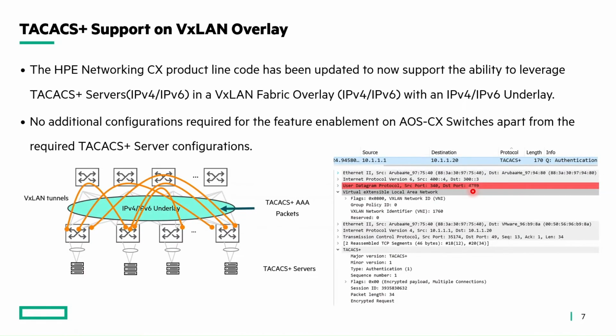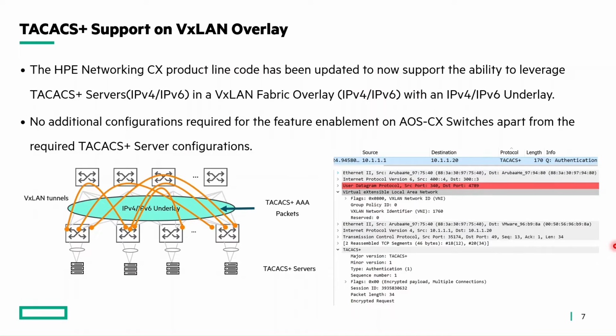Let's look into the details. First comes the TACACS Plus support on VXLAN overlay. Our CX product line code has been updated to now support the ability to leverage TACACS Plus servers, both IPv4 and IPv6, in a VXLAN fabric overlay, both IPv4 and IPv6, with an IPv4 or IPv6 underlay. In general, these TACACS Plus packets can now traverse over the VXLAN tunnels, and no additional configurations are required for the feature enablement on the CX switches apart from the required TACACS Plus server configuration.